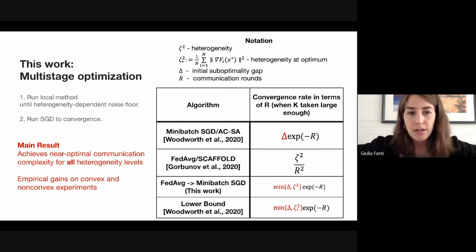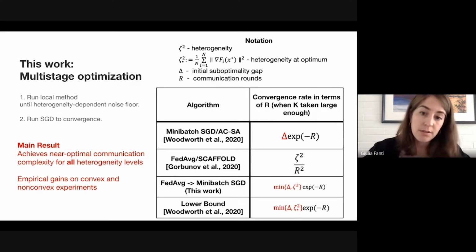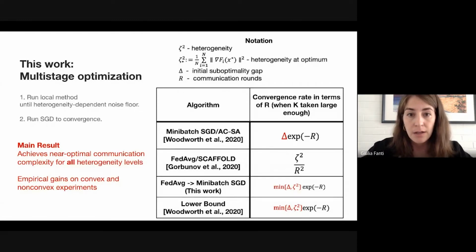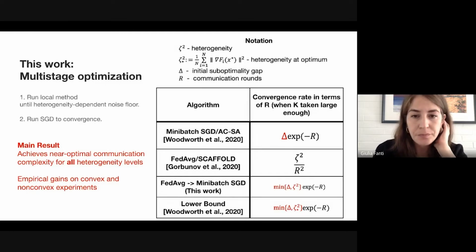So our main result here is that we can achieve near optimal communication complexity for all heterogeneity parameters by using an instance of this multi-stage framework. And we also observe empirical gains on both convex and non-convex experiments. So this table on the right makes that a little bit more precise. So the first 2 rows of this table show known achievable results for both accelerated mini-batch SGD in the first row and FedAverage and SCAFFOLD in the second row. And then in the bottom row, we have the lower bound of Woodworth et al.